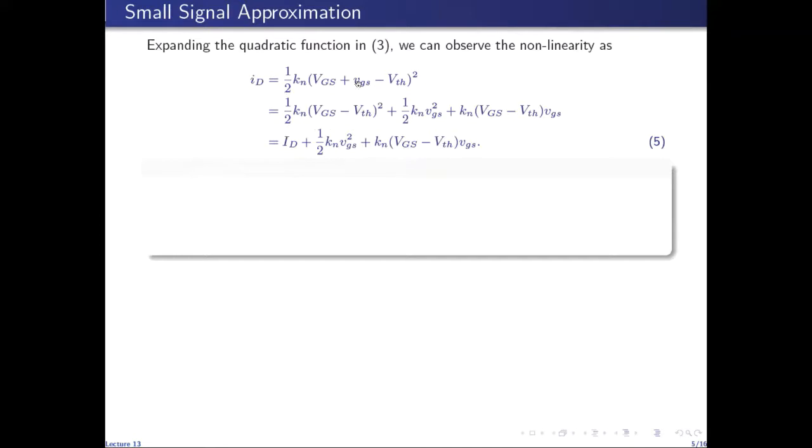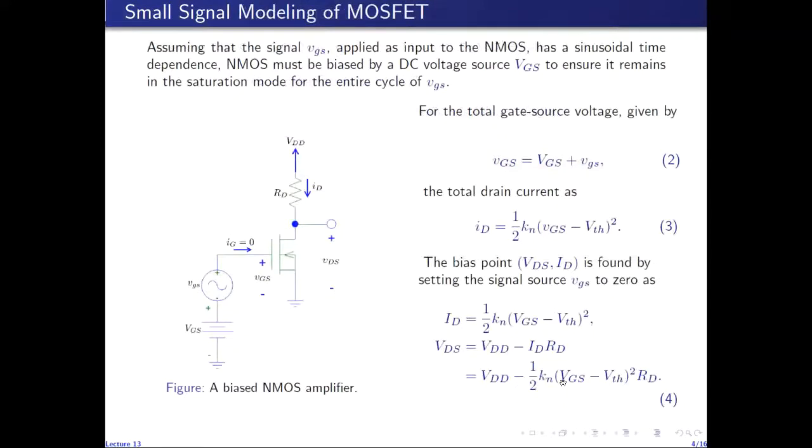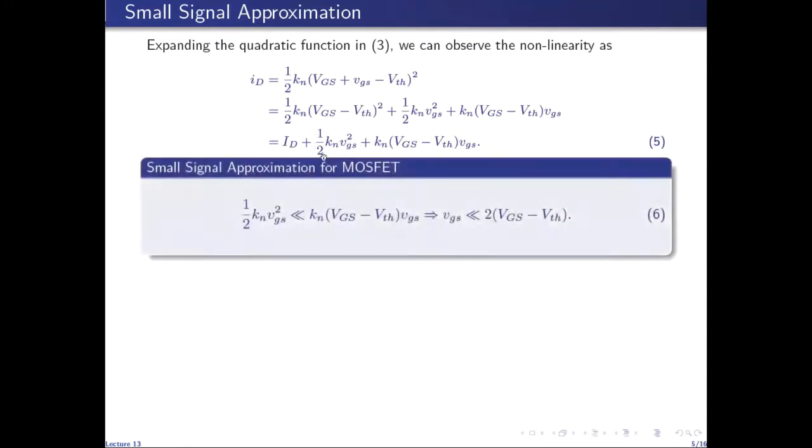So we have called this the DC component of the drain current. By replacing this term with I_D, this is what we get. So we can see in this equation that this second term is the cause of non-linearity, because this makes I_D a quadratic function of the small signal v_gs.